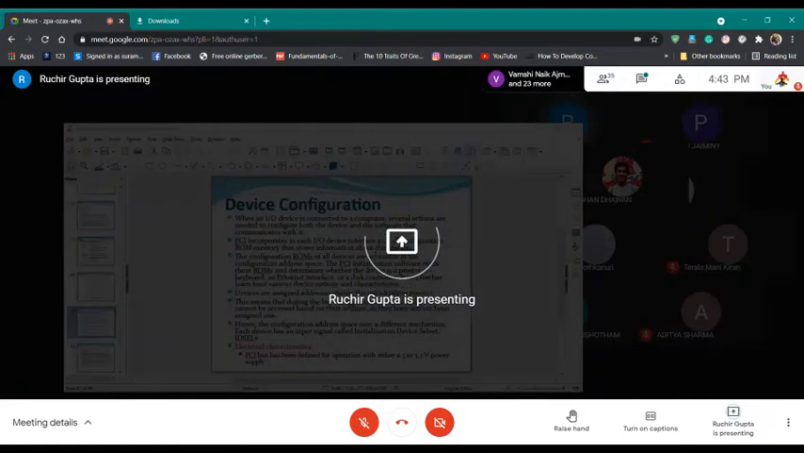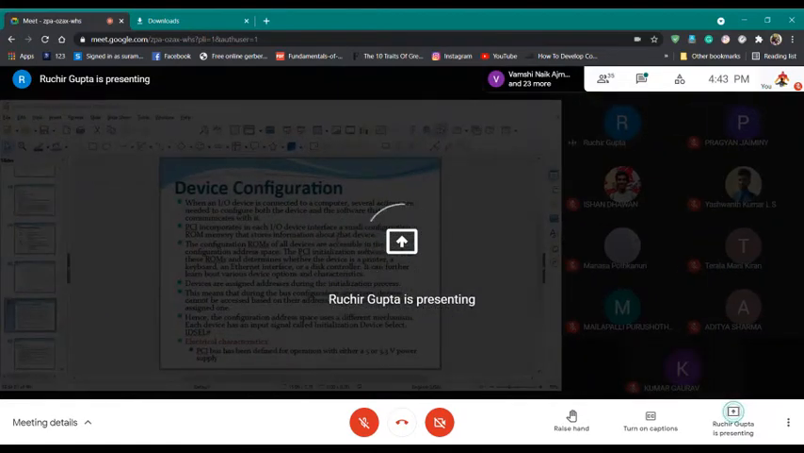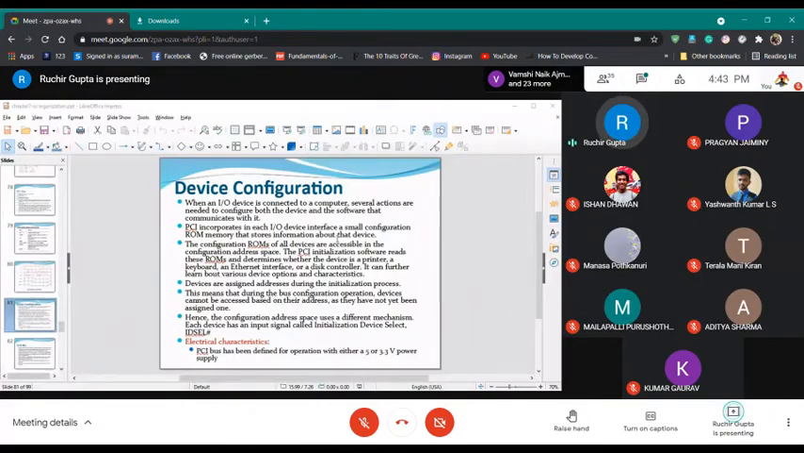So when an IO device is connected, I hope you are able to see the slide now. Yes, sir. Okay. So when IO device is connected to a computer, first of all, we have to understand what is the address that this device has. So, there are several things that have to be done.